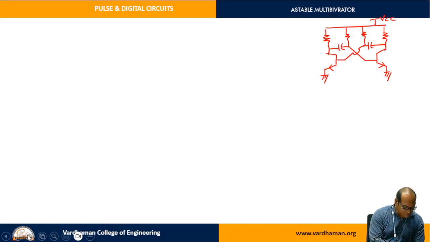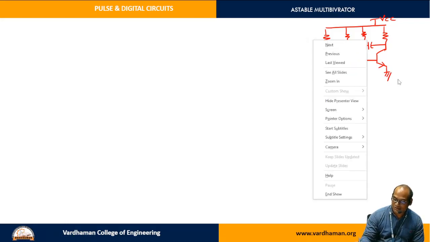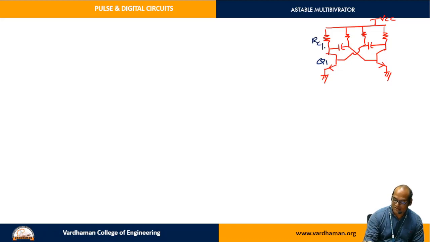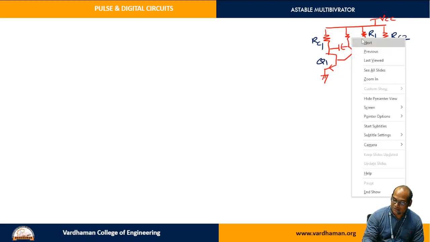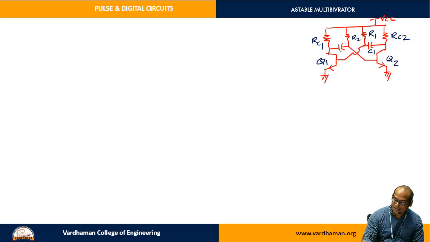So in this way, the circuit is available. This is the Q1 transistor. This resistor is connected to the collector of Q1, that's why it is RC1, and this resistor and capacitor are connected to the base of Q1, that's why this is R1 C1. This transistor is Q2, so this resistor is RC2 since it is connected to the collector, and this resistor is R2 and this capacitor is C2 since these two are connected at the base of Q2. In this way we have the astable multivibrator circuit.